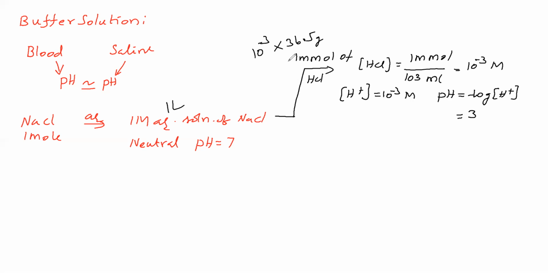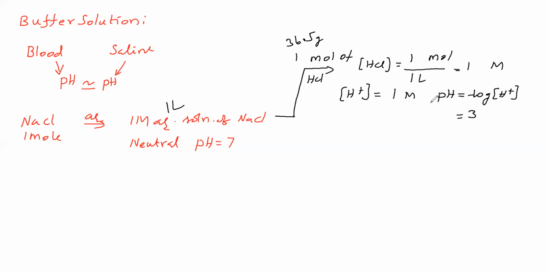Suppose we add 1 mole of HCl, what will happen? 1 mole of HCl is 36.5 gram that we have to add. So if we add 1 mole of HCl, how will the pH be? The solution volume is 1 liter. Then the concentration of HCl is 1 molar, which means the H plus concentration is 1 molar.